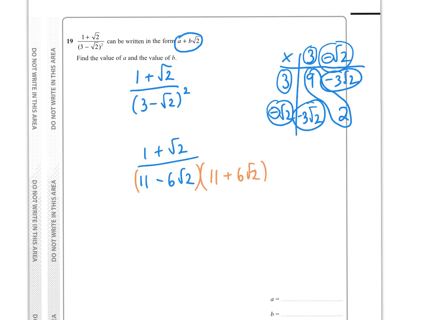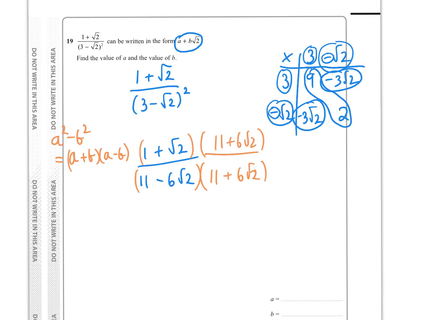Hopefully when you've been taught at school your teacher's told you about the difference of two squares. If you have something like 11 minus 6 root 2 underneath, and you multiply it by 11 plus 6 root 2, then you're not going to have any square roots when you multiply the answer out. Because a squared minus b squared can be written as a plus b times a minus b. So just give that a try, it will always work.